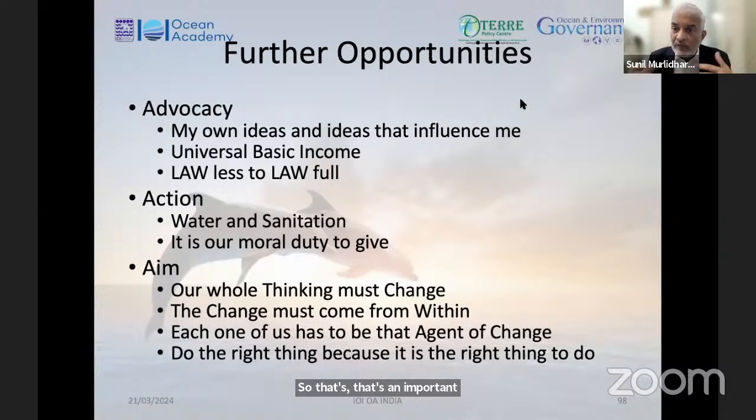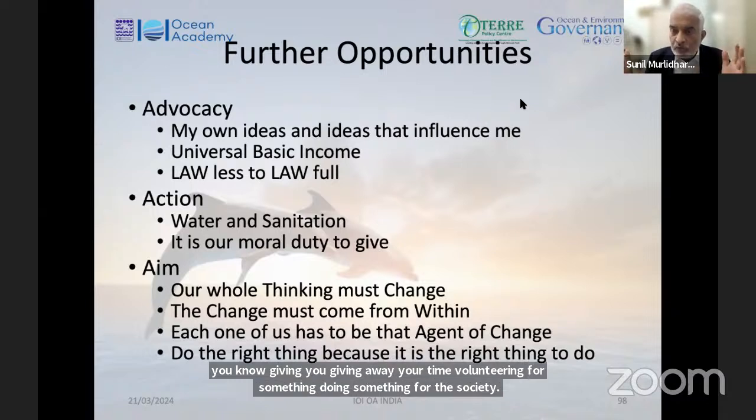And then do something that you can do, whatever little you can give. It doesn't have to be cash always. You know, giving away your time, volunteering for something, doing something for the society. Water and sanitation is a huge issue in India.